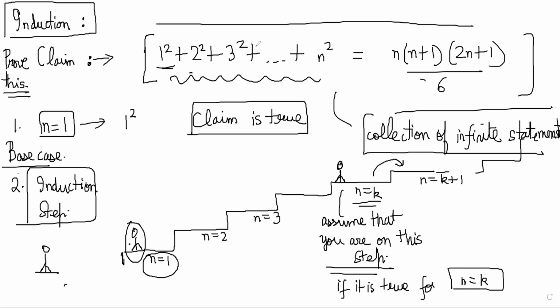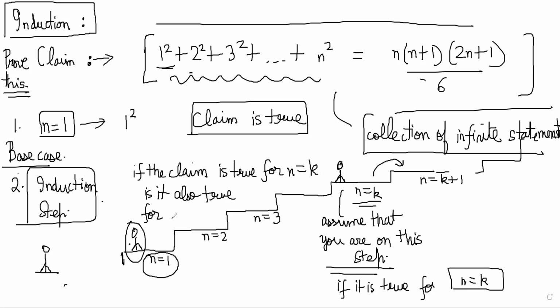Are you understanding what I'm saying? You are trying to say that if I am at some step, can I take a next higher step? Right. So what we will be proving in this induction step is that if the claim is true for n is equal to k, is it also true for n is equal to k plus 1? Because that is a very powerful statement, because that means that no matter where you are, you can always go to the next level, right?